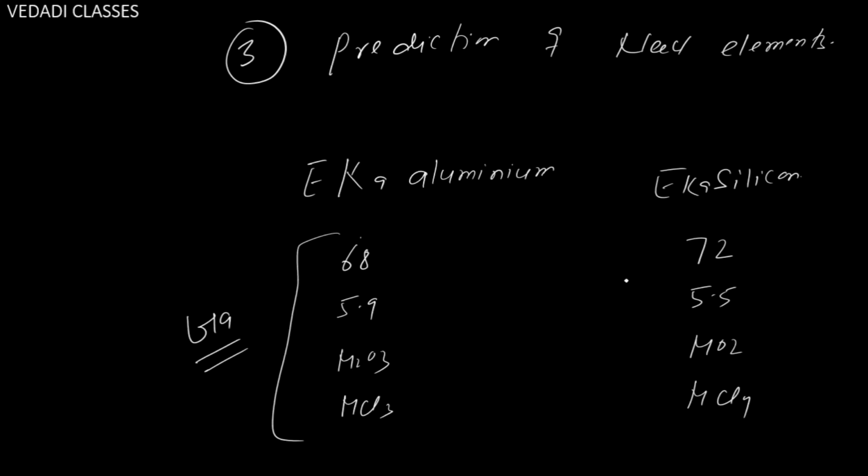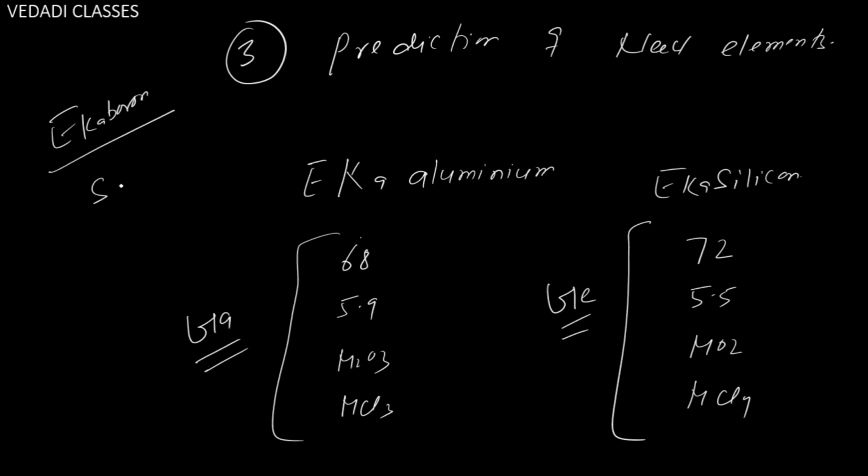And when silicon was discovered, so Eka-silicon means germanium. When germanium was discovered, it was found that Eka-silicon is nothing but germanium. And the Eka-aluminum is gallium. He also gave Eka-boron, and later when scandium was discovered, it was found that Eka-boron is nothing but scandium. So this is the major work done by Mendeleev.